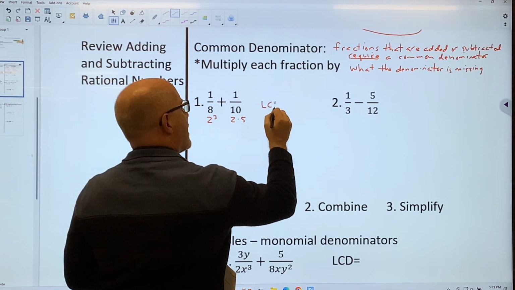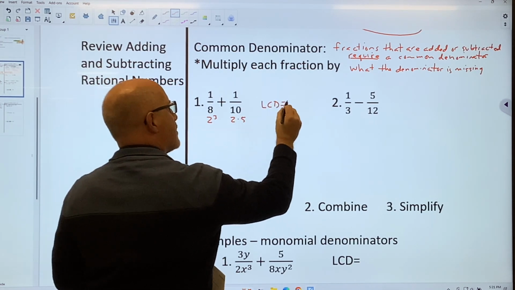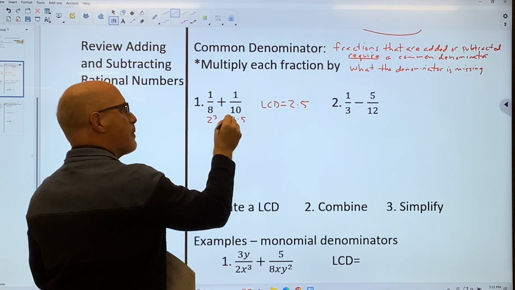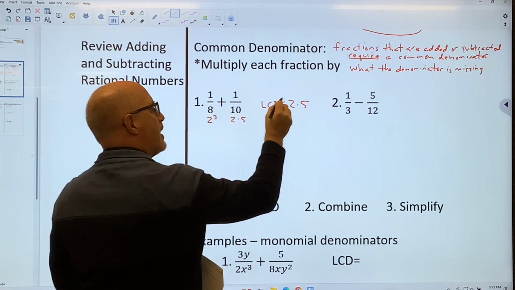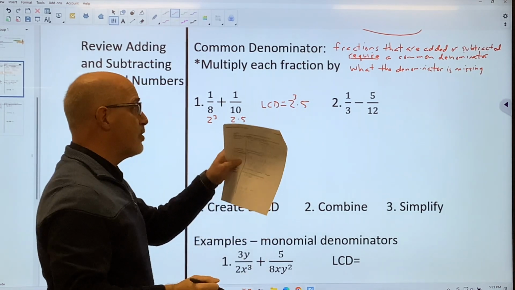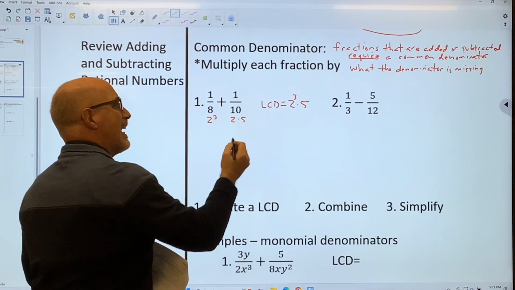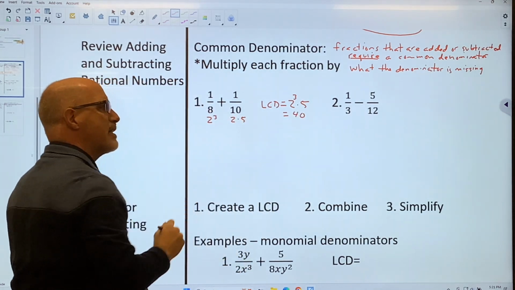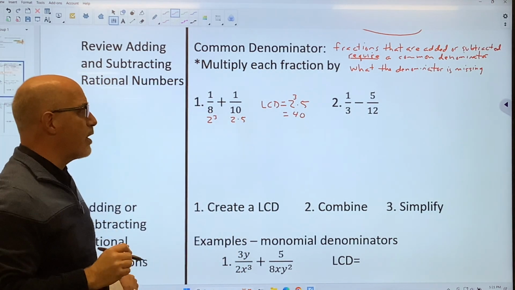So my least common denominator, I'm going to take the 2, and I'm going to take the 5, and then I compare the exponents on the 2. 3 compared to 1, I take the largest exponent, that's a 2 cubed. 2 cubed is equal to 8. 8 times 5 is equal to 40. So the least common denominator for this is a 40.